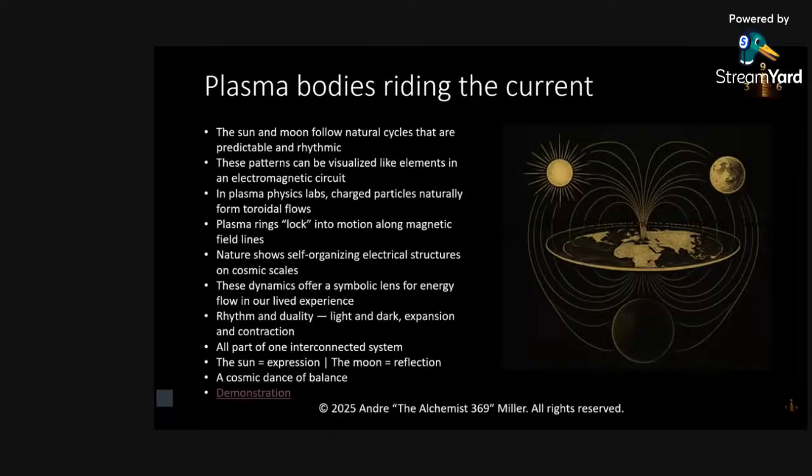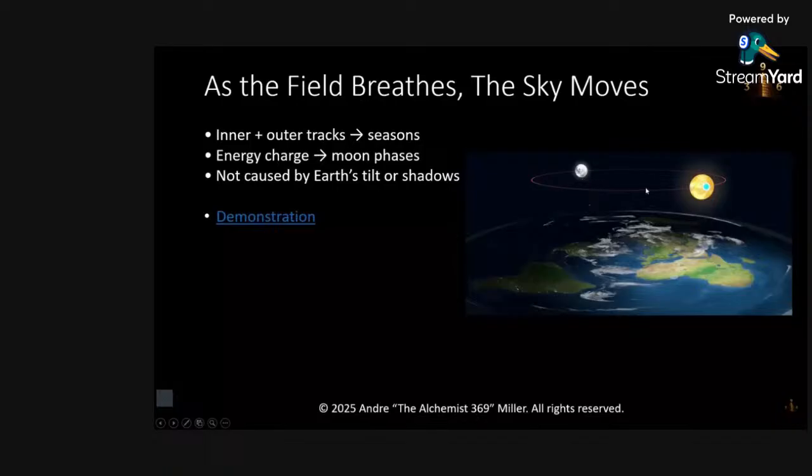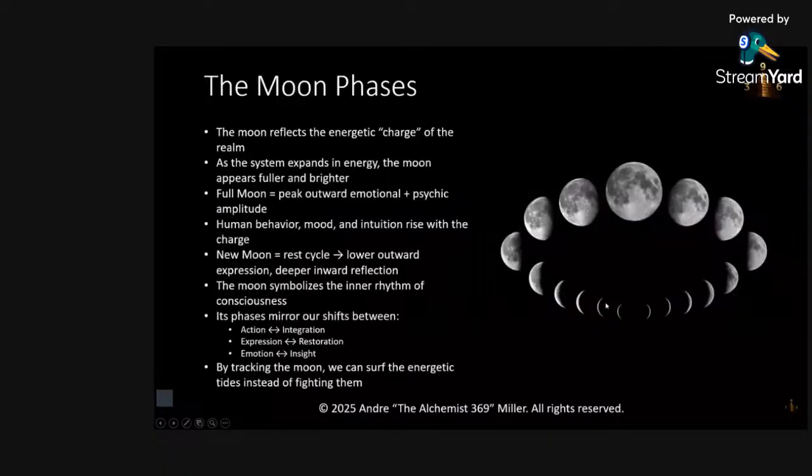So let's get into the next thing. Inner and outer tracks equals the seasons, energy charge equals the moon phases, right? As it's expanding and contracting, we have the sun rotating inward or outward. But the energy charge of the core is what causes the moon phases. When there's more energy charge, we have a full moon, right? Because as the system expands in energy, the moon appears fuller and brighter.